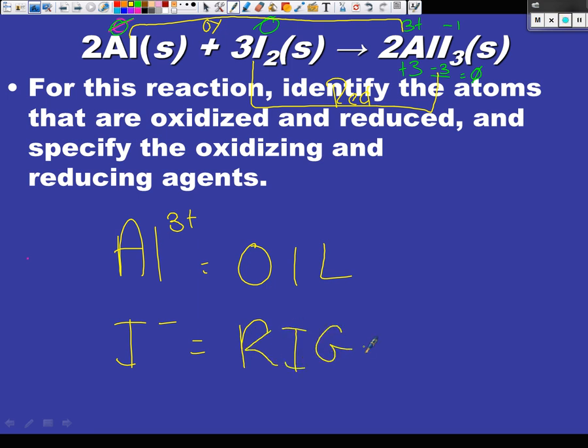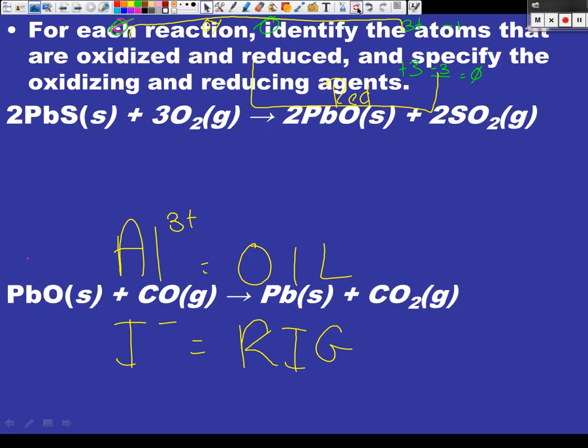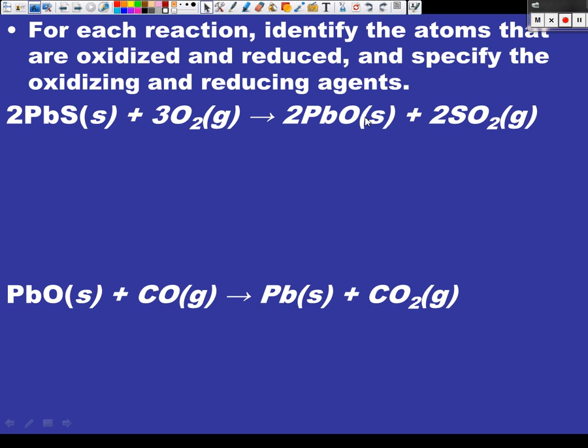So most of the time, your metals are going to be your oxidizing things, and most of the time your nonmetals are going to be your reducing things. Now that's not always true, okay? But for the most part it is. Bingo. Exactly. Okay?